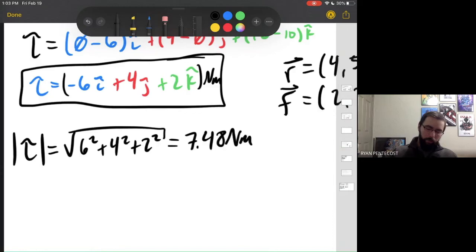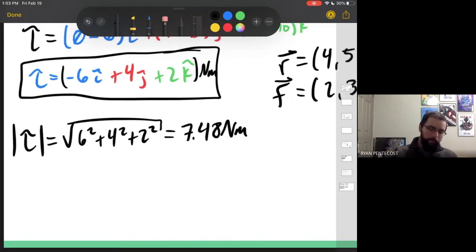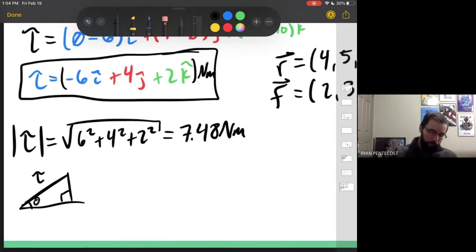7.48 Newton meters. I wouldn't be able to do that in my head. And then the direction. So this is the tricky part. If you want, and we've done this before, you have a triangle. The torque is the hypotenuse because it's going off of the axes, right? And then you have your angle theta here, and then you have either your x, y, or z here, right? And you want to find the angle.